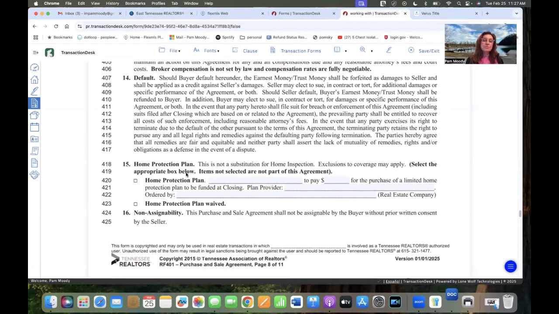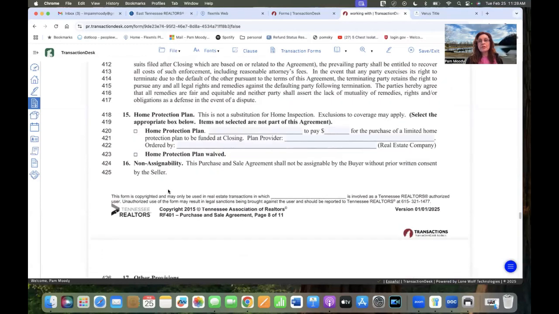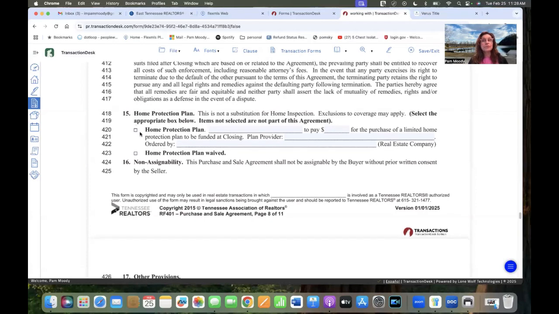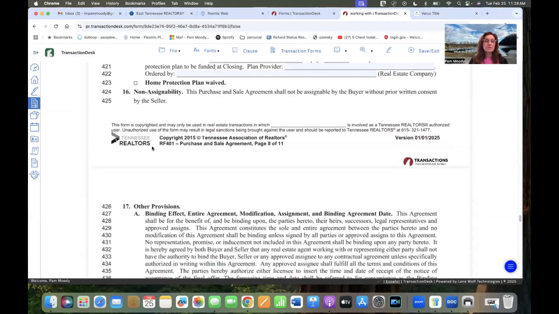Okay, so home protection plan. This is not a substitute for a home inspection, but we can ask for a home protection plan. Those are usually a third party that provides, like there's all different kinds. I'm sure you've seen some commercials for them. You pay a yearly fee and they give you a discount for certain covered items.